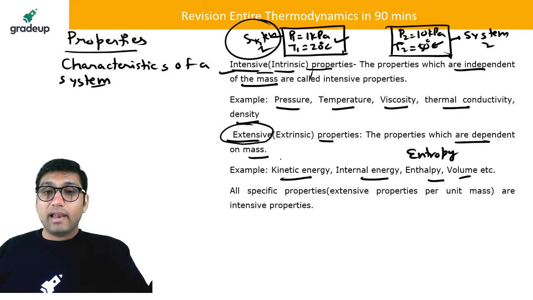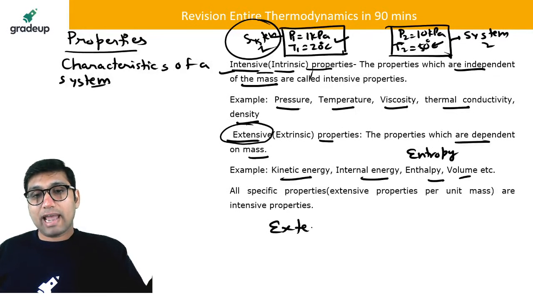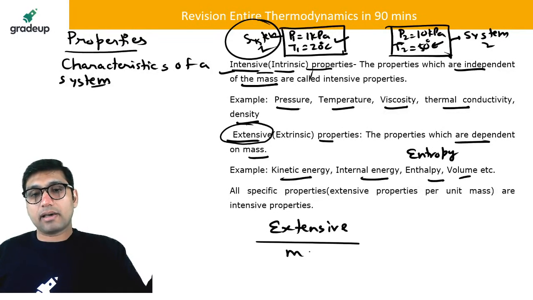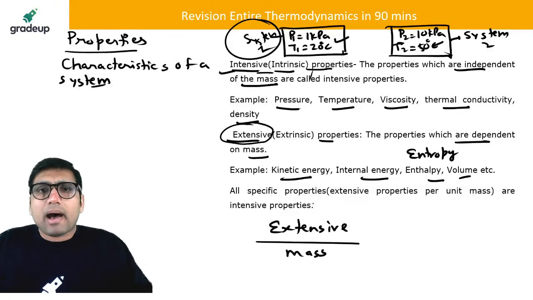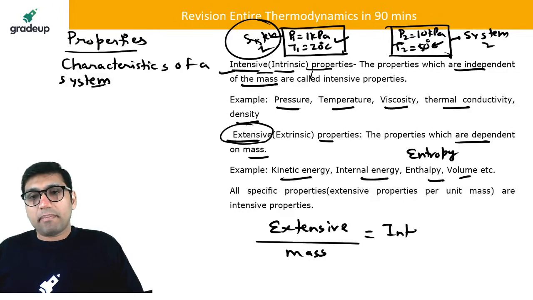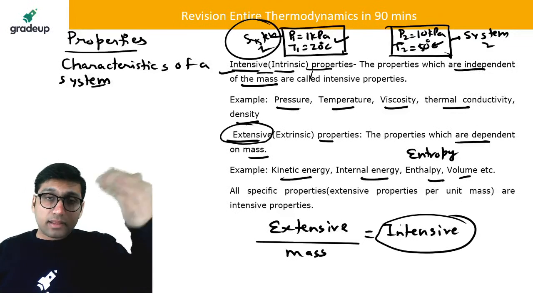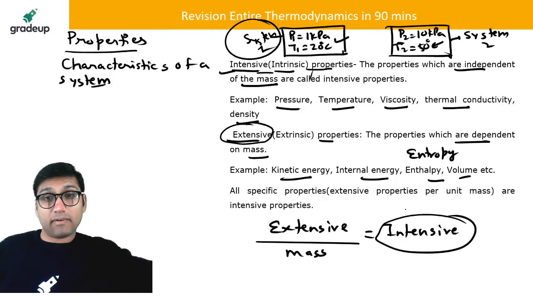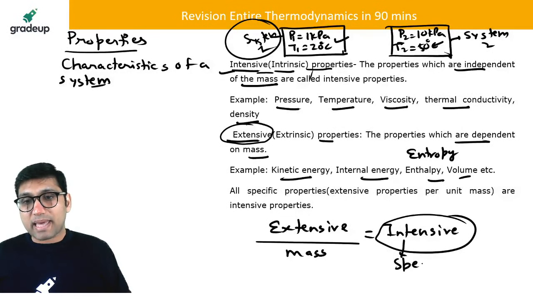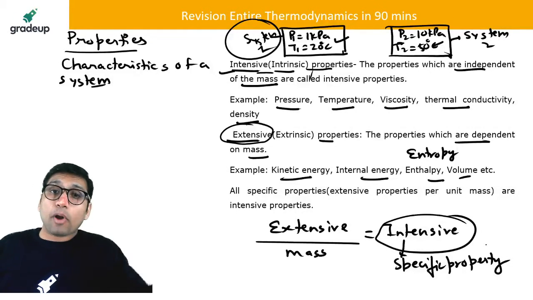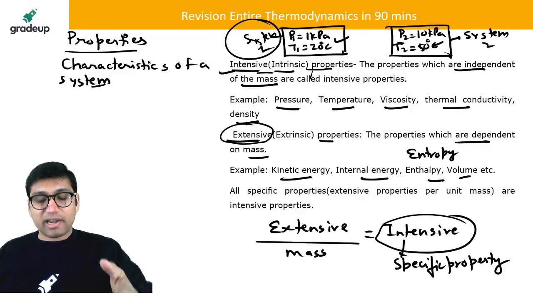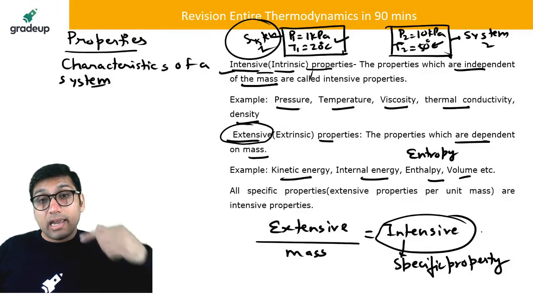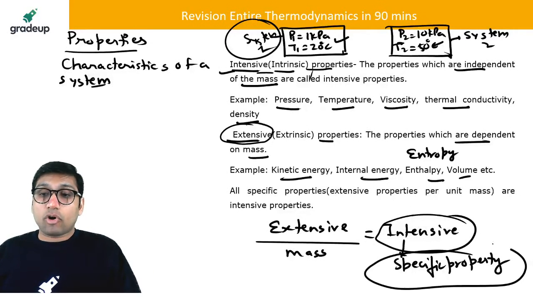Okay, while if you divide any extensive property by mass, it is a very obvious thing. If something is depending on the mass and you divide it by mass, it will become independent of mass and it will become an intensive property. And if an extensive property has been converted into an intensive property by dividing by mass, then this property will be called a specific property. Because this is a converted property from an extensive property by dividing by mass. It was not an intensive property. We have made it an intensive property by dividing by mass. Now it has become an intensive property, and that is why it is called a specific property.